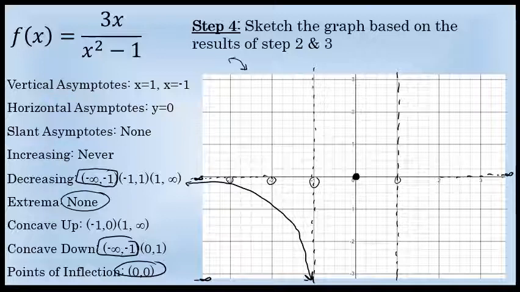The next interval that I see from left to right goes from -1 to 0. It goes from the vertical asymptote at x equals -1 to the point of inflection at 0, 0. This curve is decreasing from -1 to 0. Certainly it's decreasing throughout its entire domain. It's decreasing from -1 to 0.